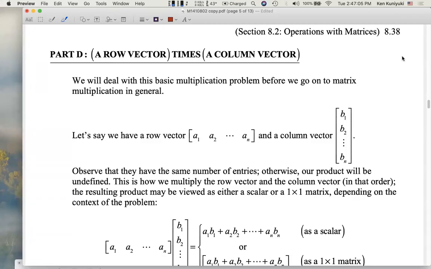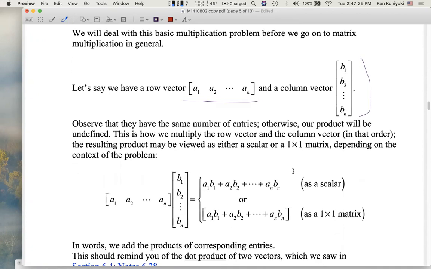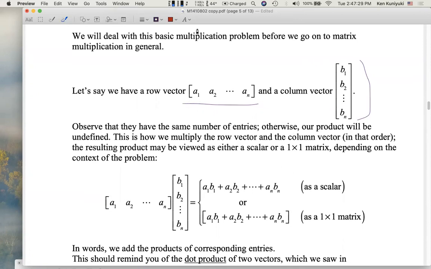Hi, everyone. In order to multiply matrices, we first have to talk about multiplying vectors. In particular, a row vector times a column vector. So let's say we have a row vector like this with n entries, and a column vector like this with n entries. You have to have the same number of entries. Well, this may sound familiar. When you multiply the row vector by the column vector in this order, don't switch these.